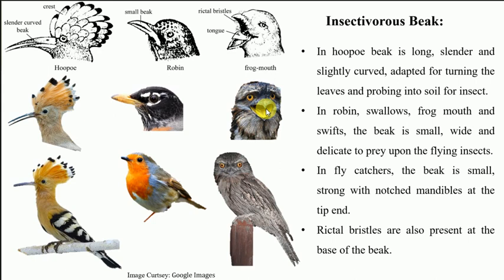Now in the flycatchers, the beak is small, strong, with notched mandibles at the tip end. Then rictal bristles are also present at the base of the beak. So here you can see the rictal bristles are present at the basal region of the beak, which is again a feature found among insectivorous beaks. Examples of birds provided with the insectivorous beak are hoopoe, robin, and the frogmouth.